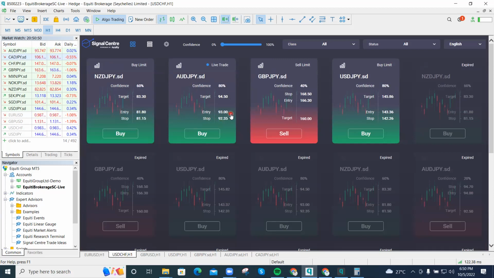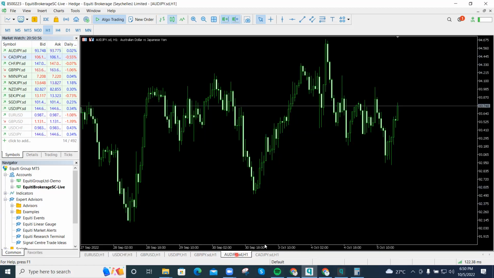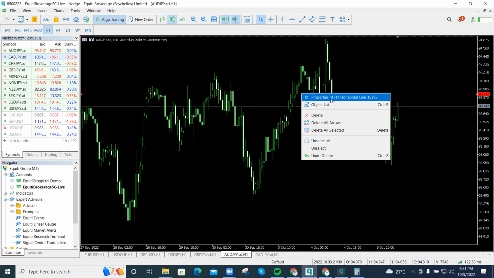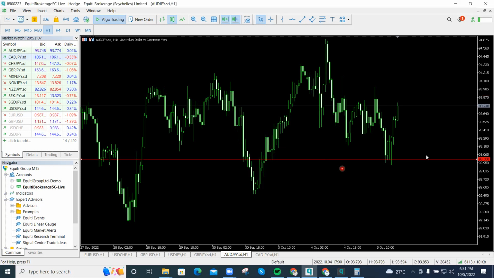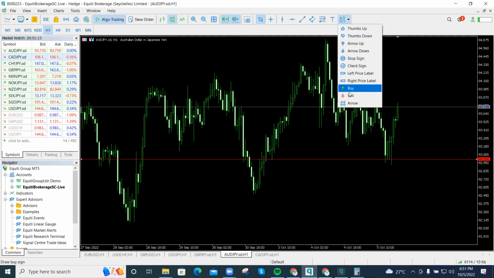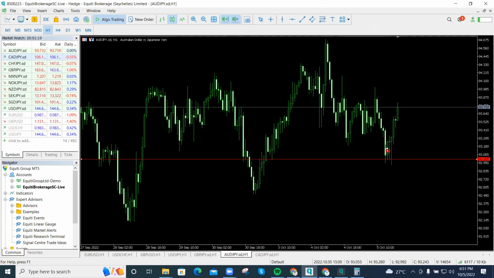The entry is 93.0. Stop loss is 92.35. So let's go back to the chart of AUD JPY. And of course, let's use this amazing line. So I'm going to find 93, which is the price we are asked to enter the market, right? So this is 93. So exactly at this point here, we can take a buy trade.